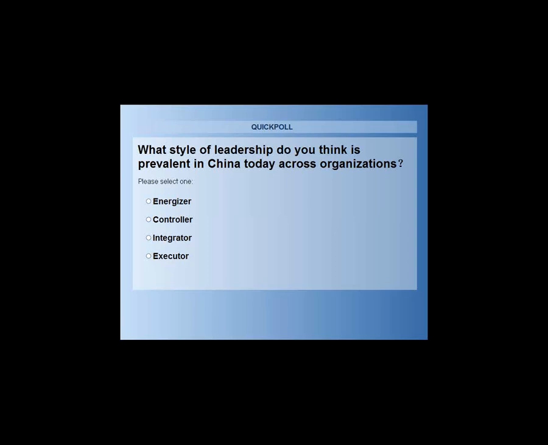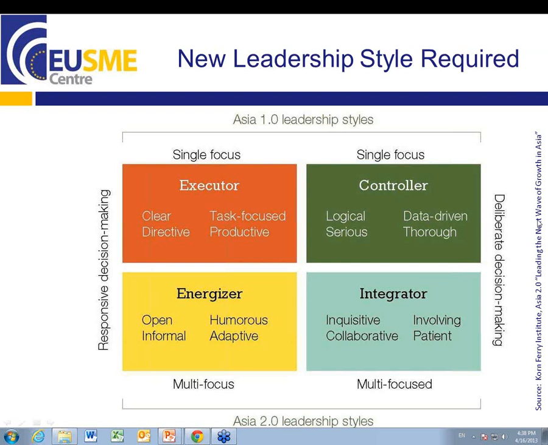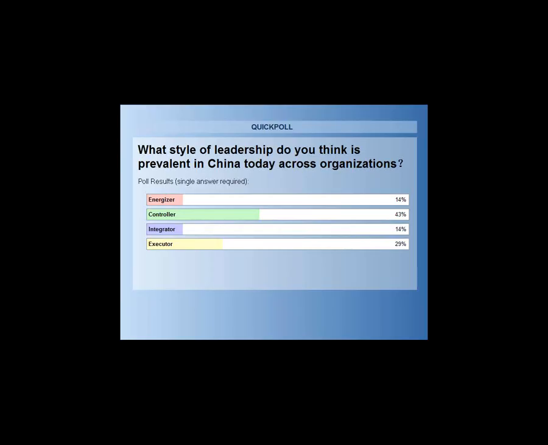So I'm seeing that the answers are coming in. Just going to give you a few more seconds. Seems like two of the categories are coming out more than the others. Okay, with this I'm just closing the poll. And as you can see, Alyssa, almost half of the participants would say that controller would be the right model. Coming second, executor with 30%, and then at an equal level, energizer and integrator.